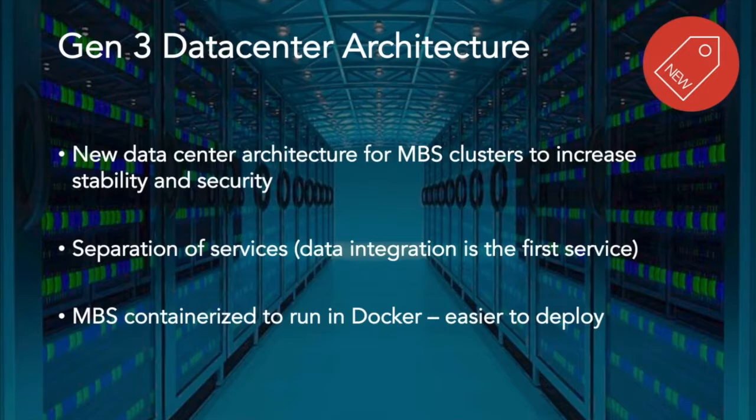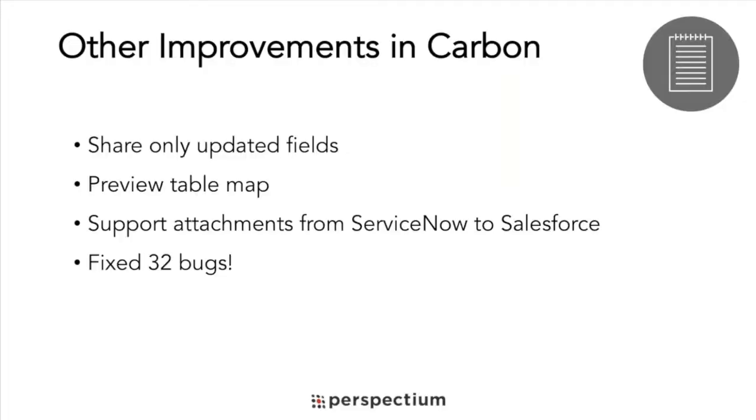But of course, that's not all that's in the Carbon release. There are some other things that were done in the release that didn't really fit into those three themes. At the request of one of our customers, we added the ability to share only updated fields. This is a dynamic share option that shares out only the fields of a record that have been changed, instead of resending the entire record whenever there is an update. Paul?